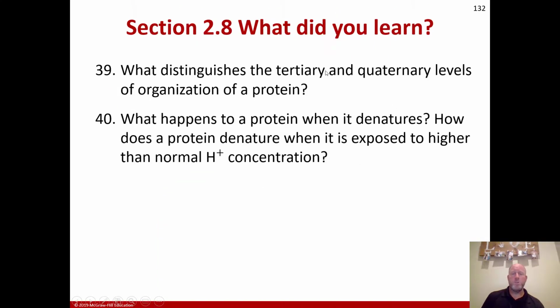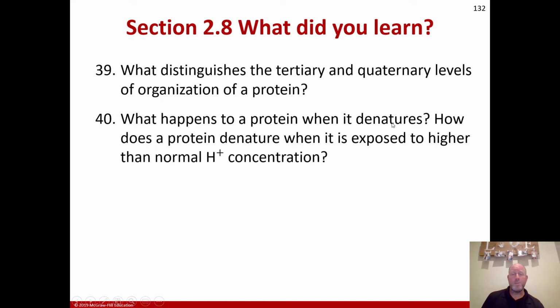So what distinguishes the tertiary and quaternary levels of organization of a protein? You have your globular and your fibrous proteins in tertiary. So we're basically talking about one polypeptide chain. And in the quaternary level, we have 2 polypeptide chains or more. And with the quaternary level, we refer to something like hemoglobin, which is probably the best example of the quaternary.